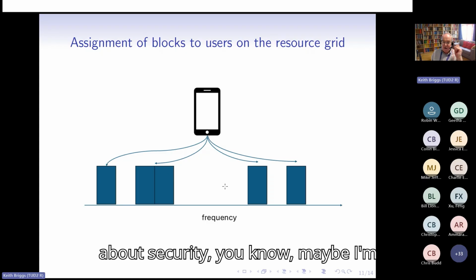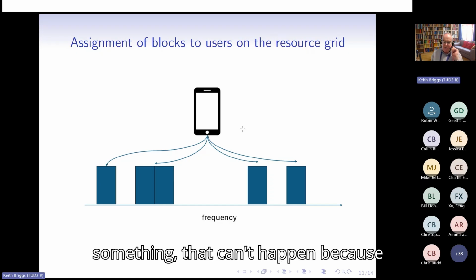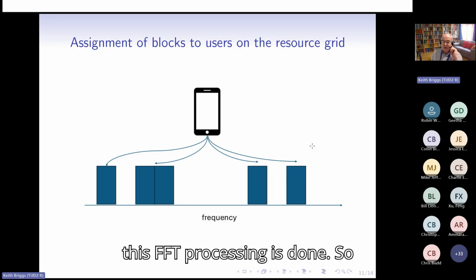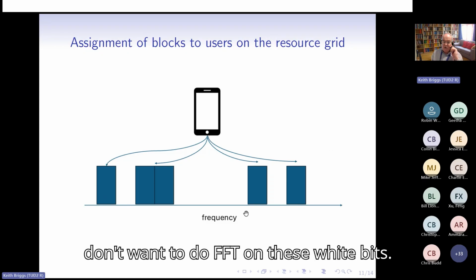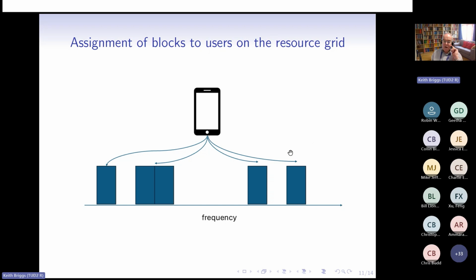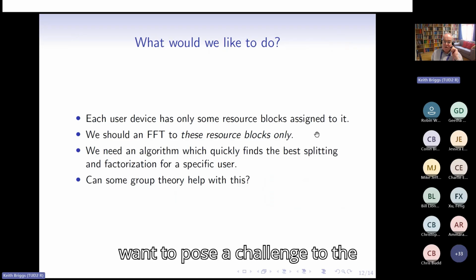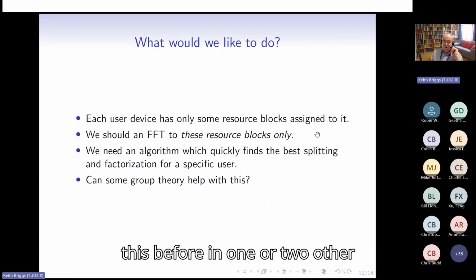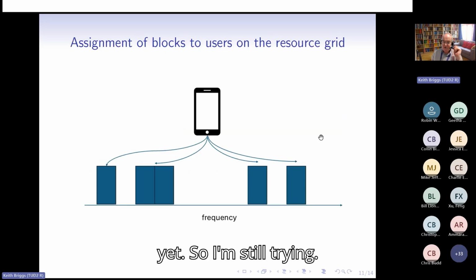Now, if you're worried about security, maybe I'm hearing somebody else's voice call or something, that can't happen because of the encryption which is applied before this FFT processing is done. So there's no worry there. It's just that I don't want to do FFT on these white bits. They're not for me. So this is where I want to pose a challenge to the group theory experts. I've done this before on one or two other presentations and not got any good ideas yet. So I'm still trying.